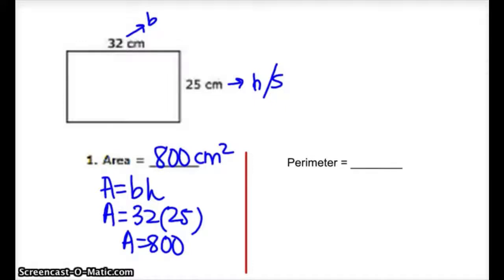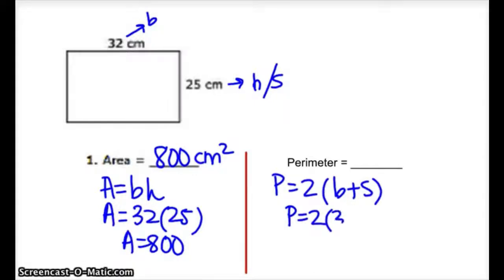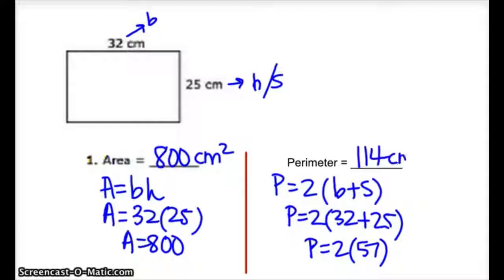The perimeter, 2 times the quantity of base plus side. The perimeter of 2, the base is 32, and the side is 25. 32 plus 25 is going to give me 57. And 57 times 2 is going to give me a perimeter of 114 centimeters.